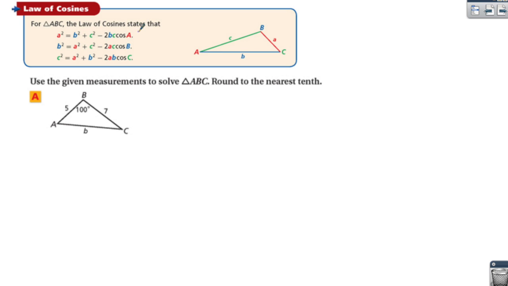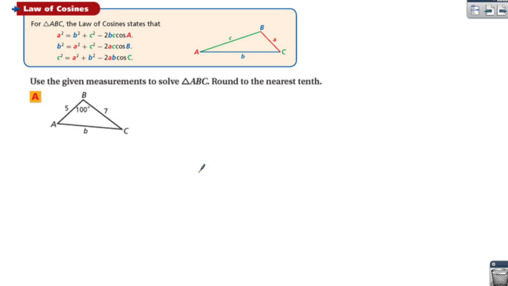It doesn't matter at this point which equation you use. What matters is that you're solving for a side length and isolating the variable, making sure you take the square root before you finish the problem. Or if you're solving for an angle measure, you want to make sure that you use the inverse function for cosine. All right, so let's try the first example out.